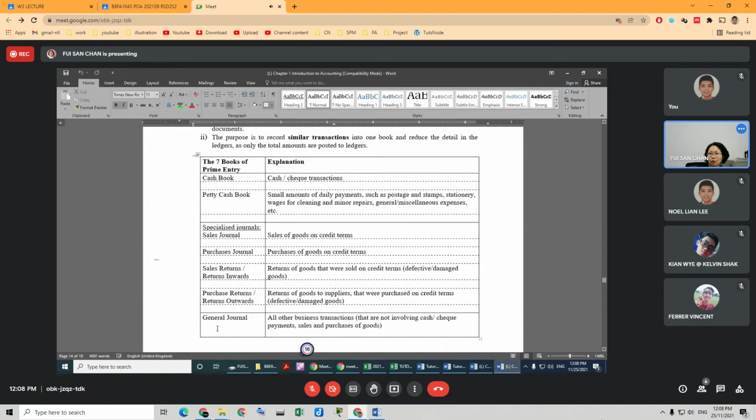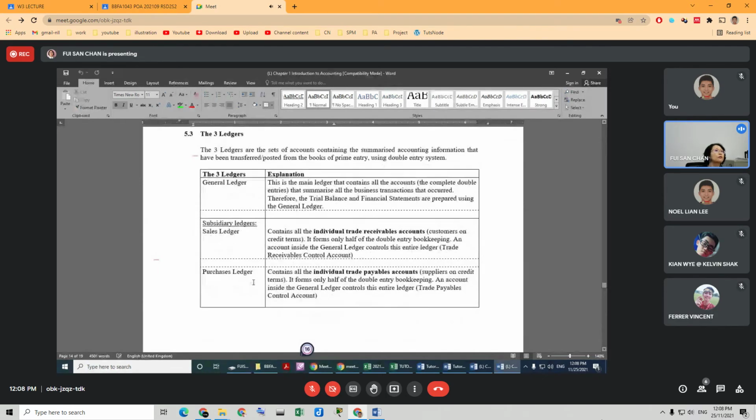So you have 3 ledgers: sales ledger, purchases ledger, and general ledger. Sales ledger is to record all your customers. Purchases ledger is to record all your suppliers. General ledger will be on other things like your expenses, your purchases account, your sales account, your rental account, your rental income account, your commission received account. All these are under general ledger.